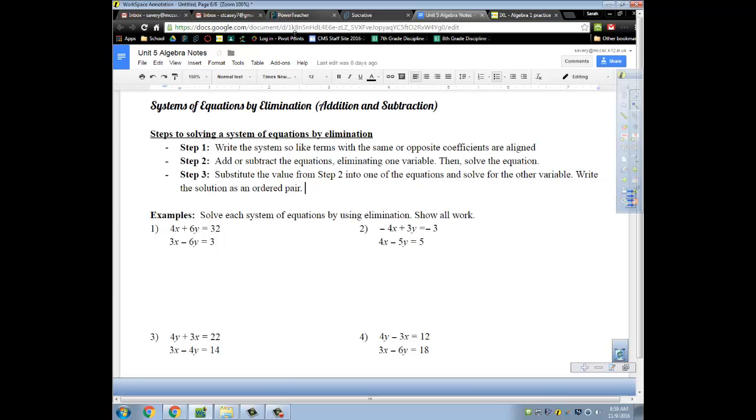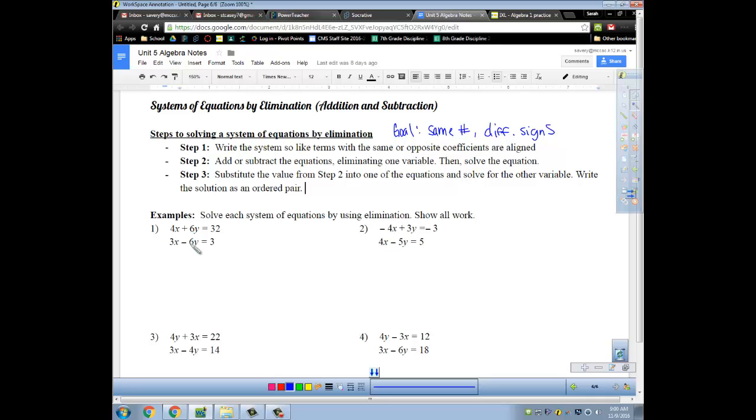So when we do elimination, we have a goal. So I'm going to write this down. Our goal is to have the same number but different signs. And they need to have the same variable, so they need to be like terms. But same number, different signs, that's our goal. As long as we have that, we can eliminate that term and just be left with one variable. So we'll see 8 examples of that today.